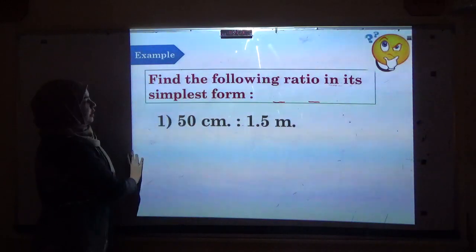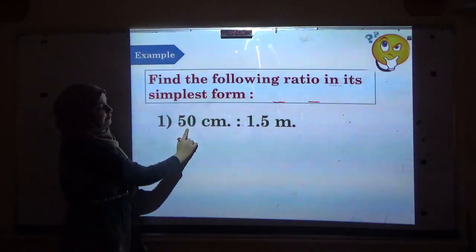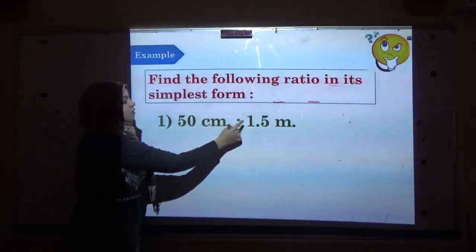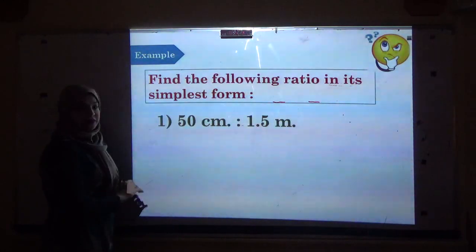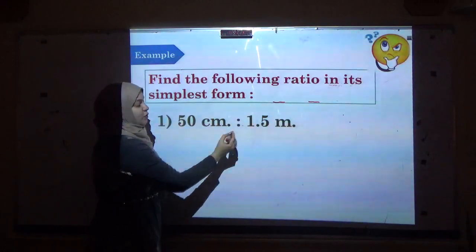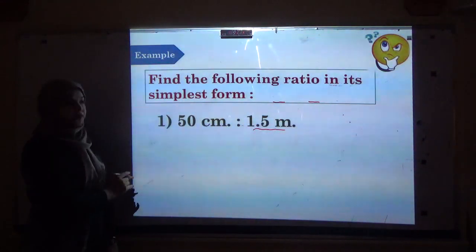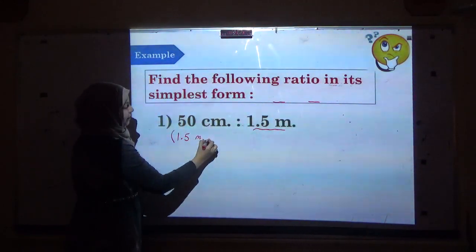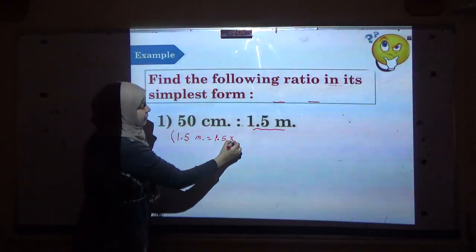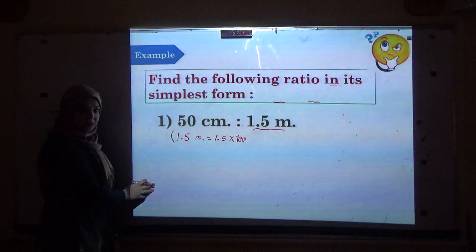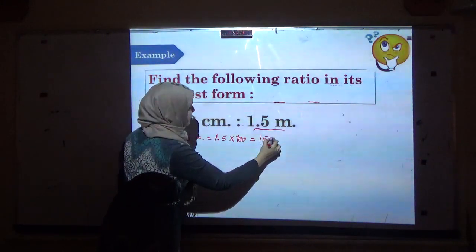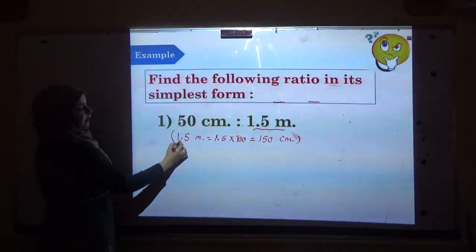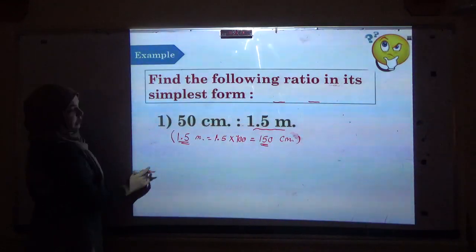Now find the following ratios in its simplest form. Number 1, 50 centimeter to 1.5 meter. To simplify this ratio, the two terms of the ratio should have the same unit. So we will convert from the greatest unit to the smallest unit, which is the easiest way. So we will convert meter to centimeter, and 1.5 meter equals 1.5 multiplied by 100. To convert meter to centimeter, multiply by 100, which equals 150 centimeter. So 1.5 meter equals 150 centimeter.